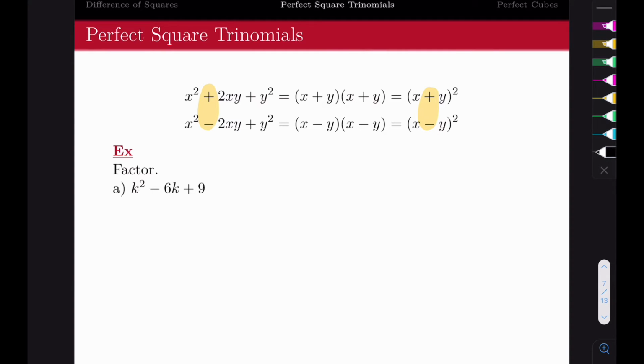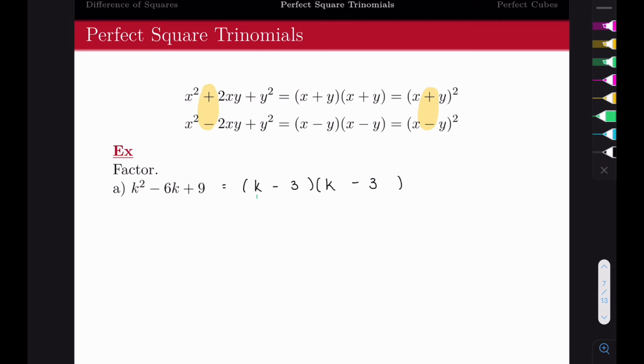Okay? So if we try this example, still doing my guess and check method, but it is one of our perfect squares. The very first term needs to multiply to k squared. So we'll do a k and a k. My last term needs to multiply to positive 9. But because I have a negative in the middle, it's a good indication I'm going to use a negative times a negative. And since 9 is a perfect square, we'll try negative 3 times negative 3.